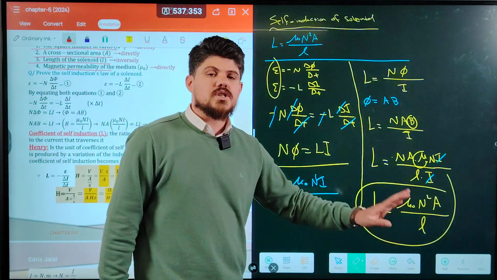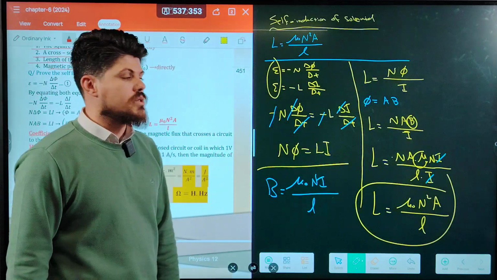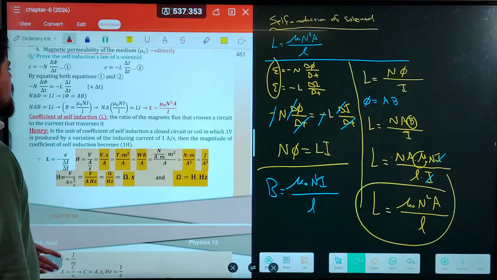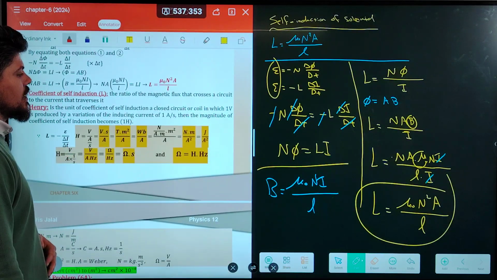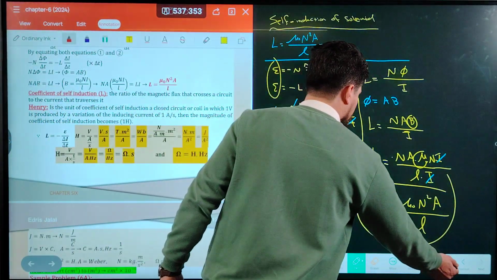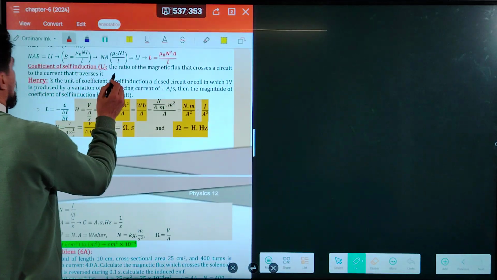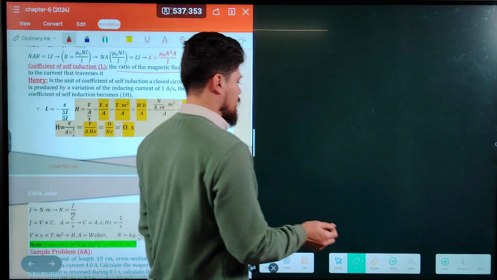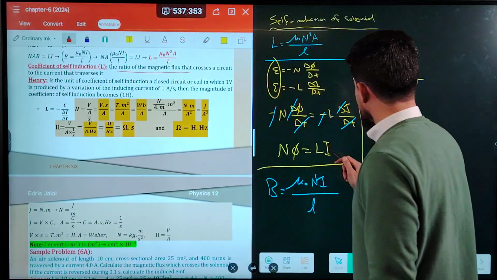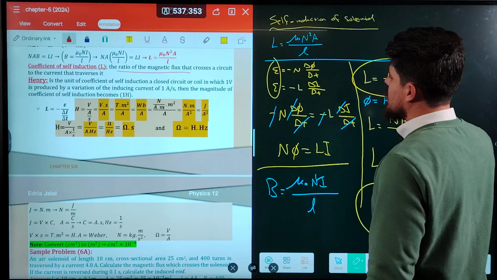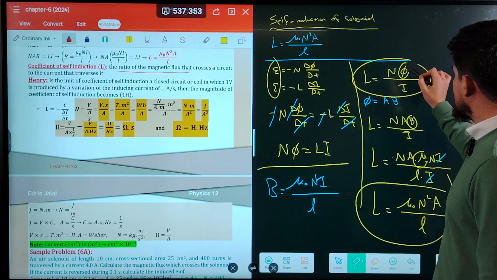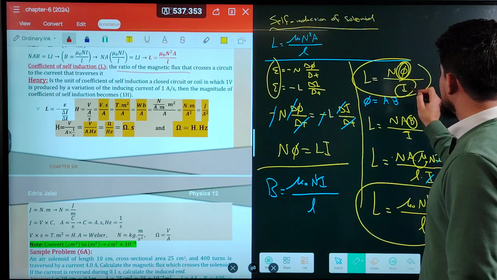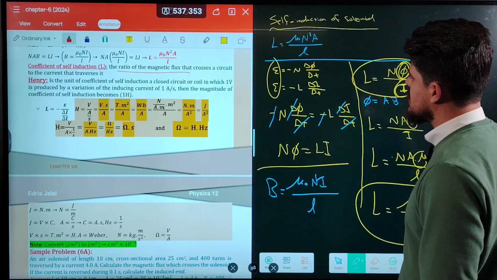The coefficient of self-induction does not depend on the induced current and induced EMF. So that is why it always has a positive sign. It can never be negative. It's a scalar. Coefficient of self-induction is the ratio of the magnetic flux that crosses a circuit to the current that traverses it. Okay, L is equal to what? L is equal to the magnetic flux that crosses a circuit to the current that traverses it.